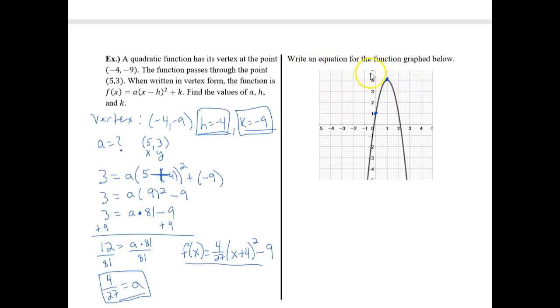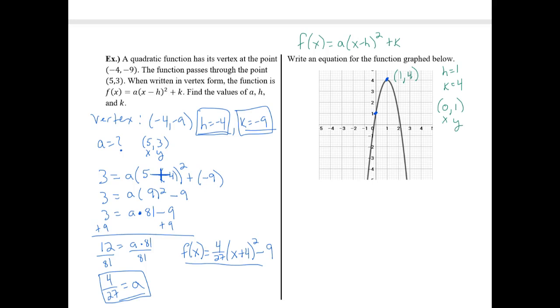Alright, it says write an equation for the function graphed below. It's a parabola shape, so we know it's going to take the form f of x equals a times x minus h squared plus k. We know the vertex is at 1, 4, so that means we know h is 1, k is 4. And we know a nice point on the graph, so it passes through the point 0, 1. There's lots of other points you could have chosen. I just picked that one because it was nice and easy. 0, 1 is a nice easy point. And that's going to be our x, y.